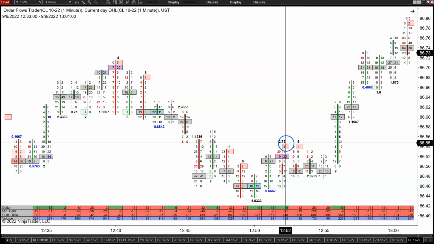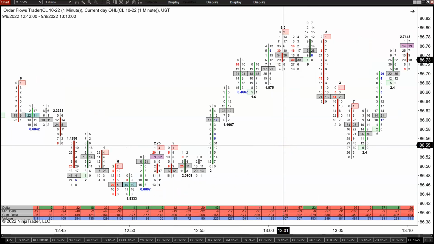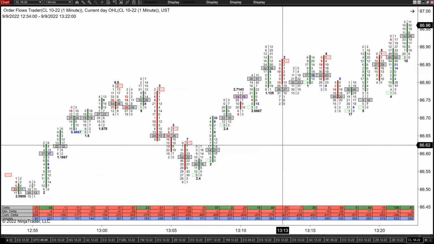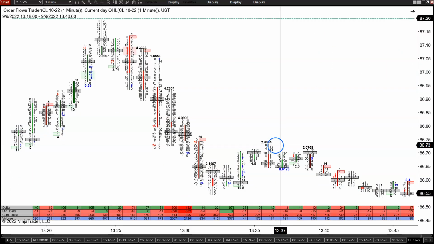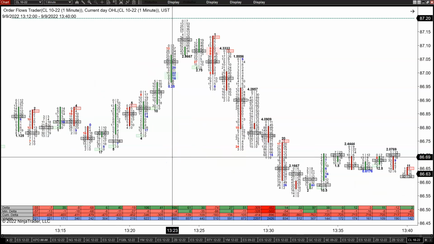The market made a new high, which is what happened. But later in the day, again, something kind of similar happened. I forget what time it was. Where was it here?